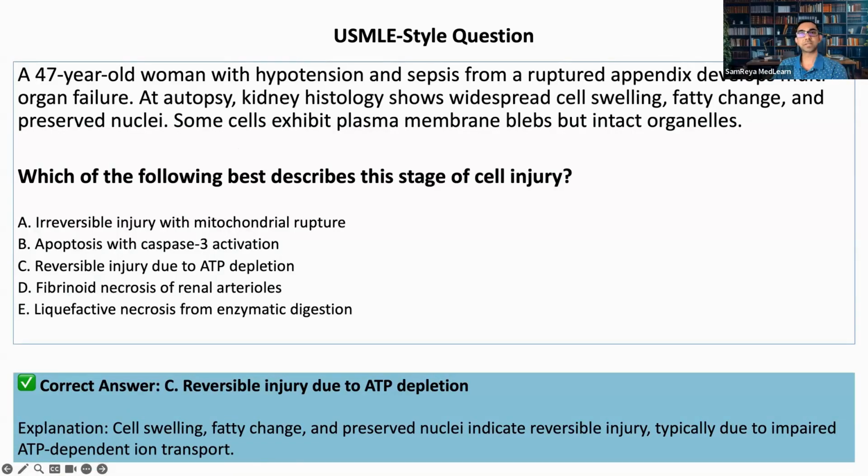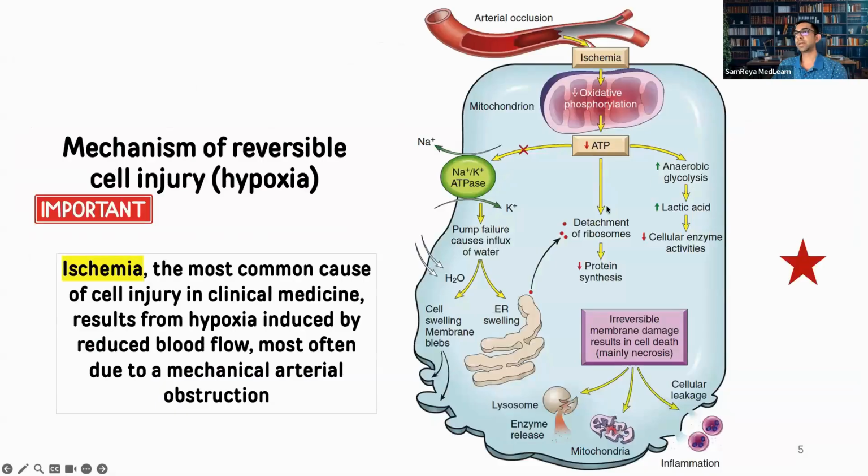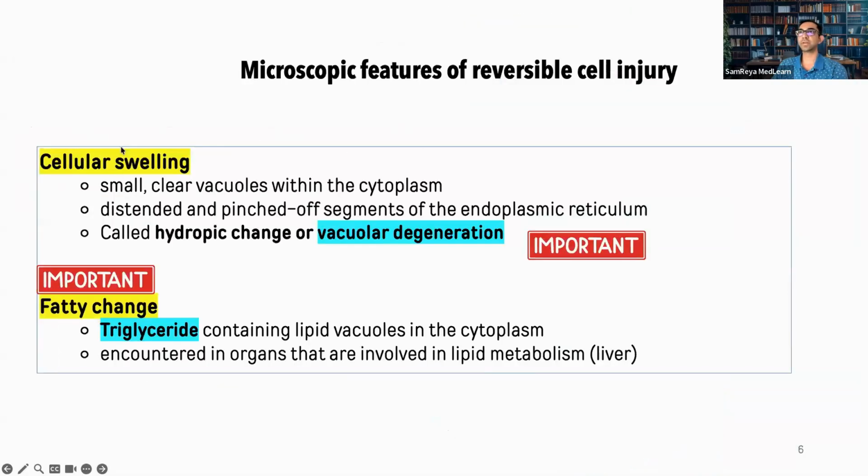You can review this, and I have told you a few things. Ischemia is the most common cause of cell injury, and we have discussed the microscopic features of reversible injury. We talked about cellular swelling and fatty change. Please learn these important points. These are very important. These are repeatedly tested in your exams.